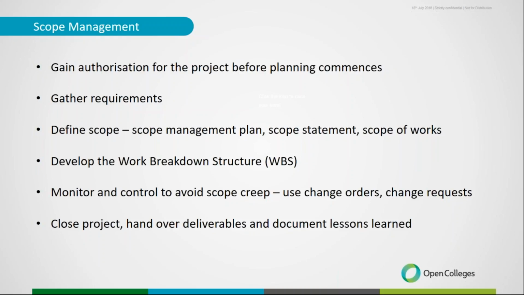Until you know what the requirements are, we can't actually then do a budget. So gathering the requirements is the very first thing that we do. From that, we then define that and document that in either the scope management plan, or you might have a scope statement or a scope of works, depending on your industry. So you'll document all of that and define that really clearly.